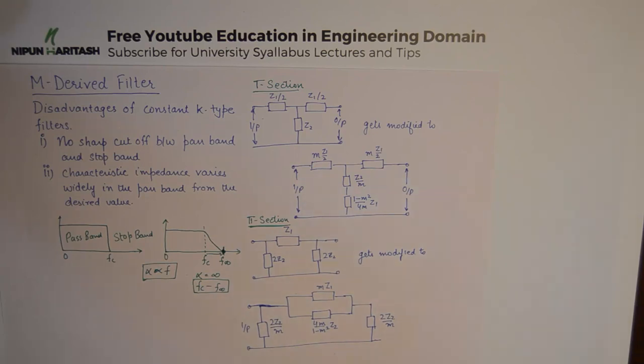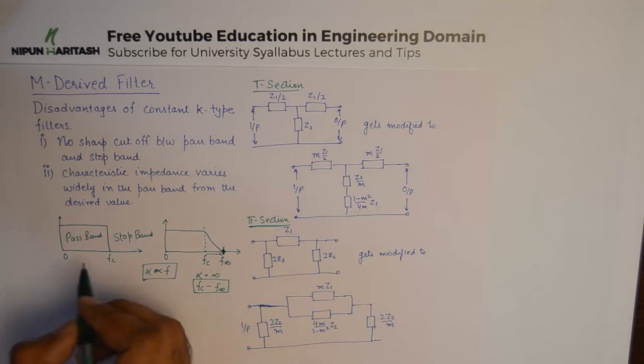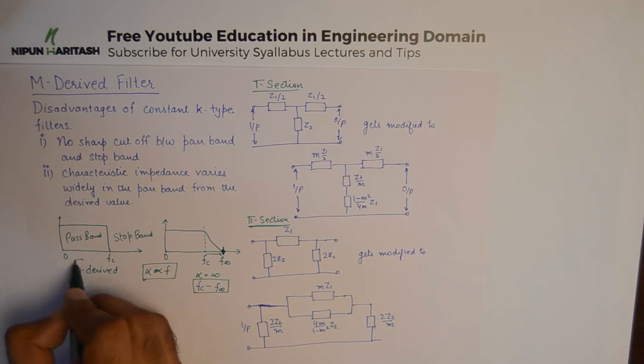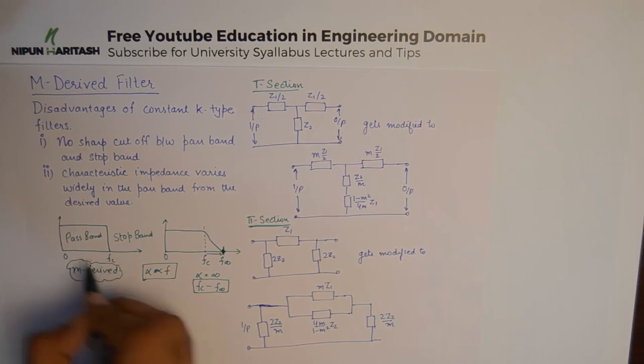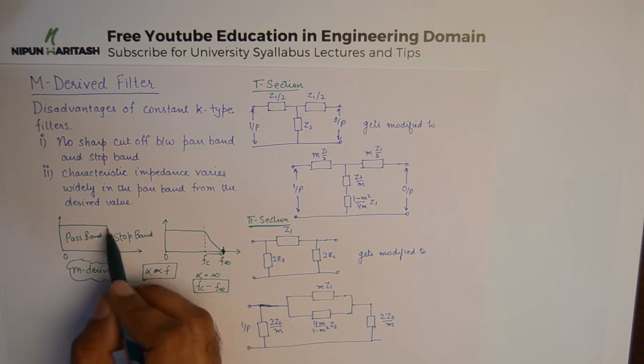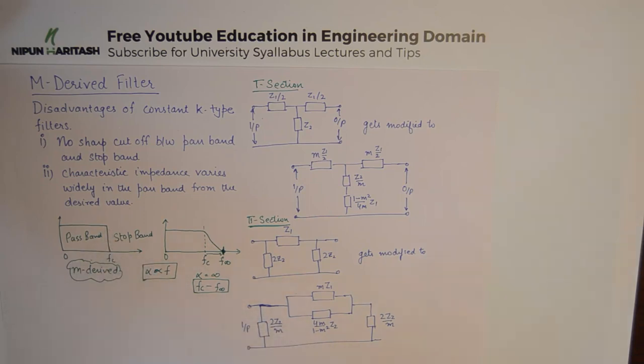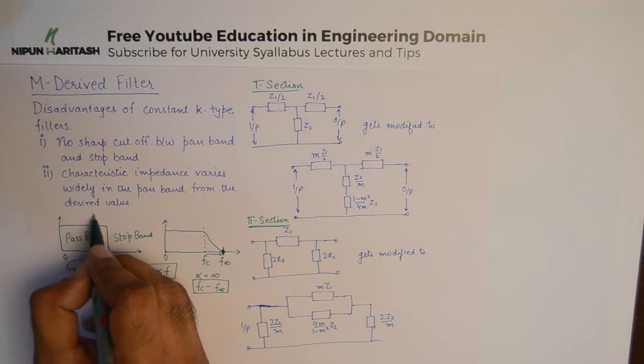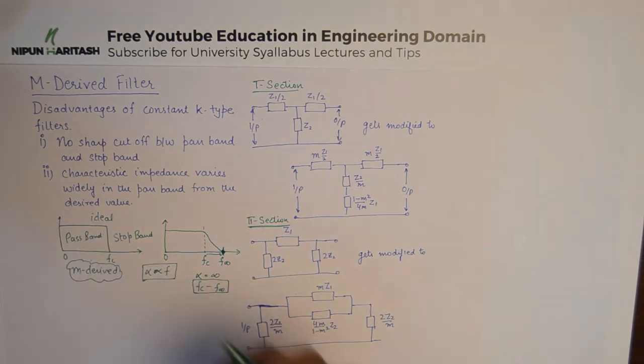So in other words, this is what the m-derived filter should be doing for us: it should pass the frequencies from 0 to fc and nothing beyond fc. So this is the ideal and supposed characteristic of an m-derived filter.